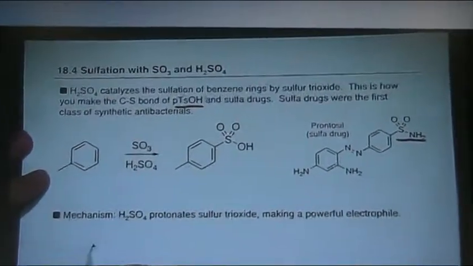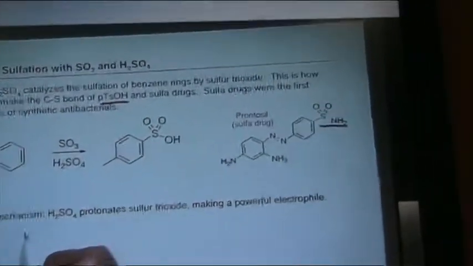Let's talk about how you generate E+. It's the same kind of 2-step mechanism. And again, what varies here is how we generate E+. So here's sulfur trioxide.